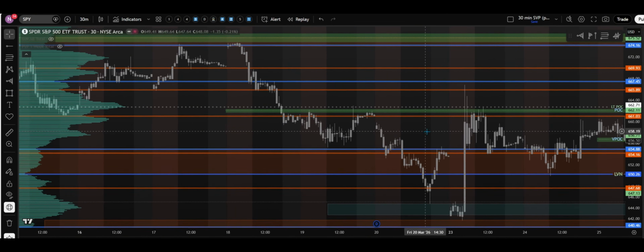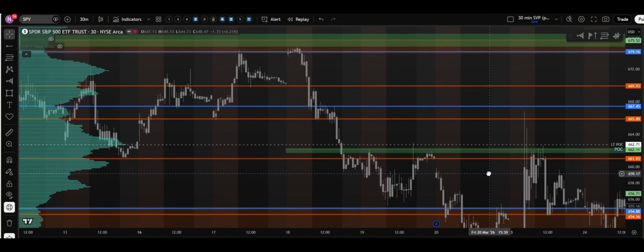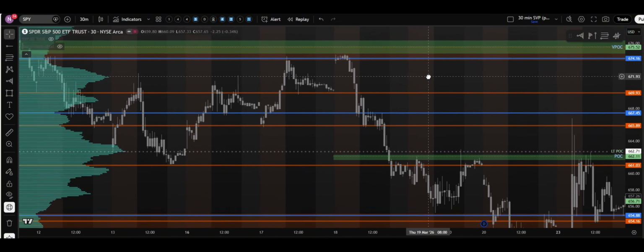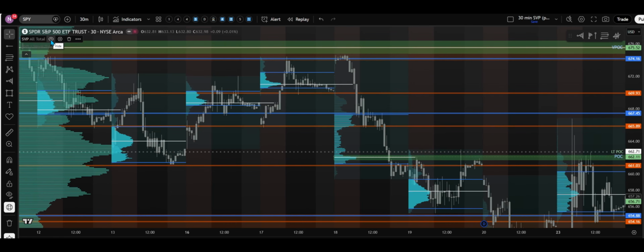And then I'm going to go ahead and pull up the volume profile of just the current session volume profile. So this is the volume profile for each day. And this line right here is the point of control of those sessions.